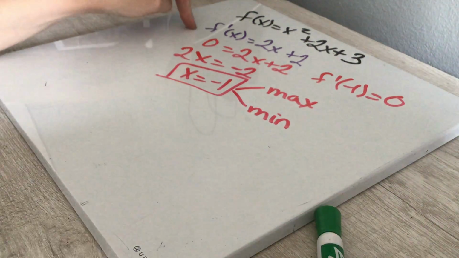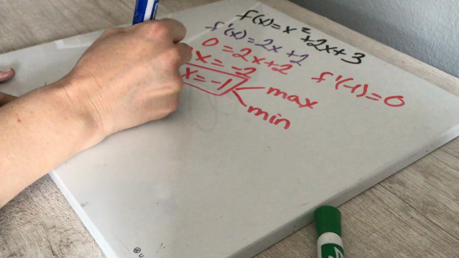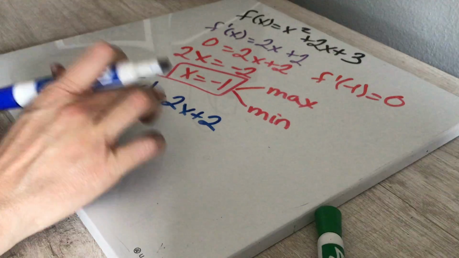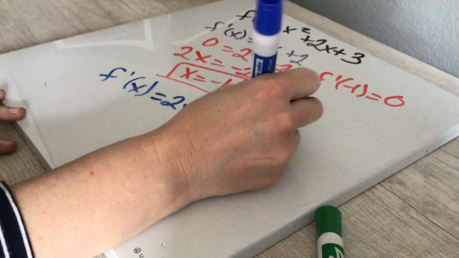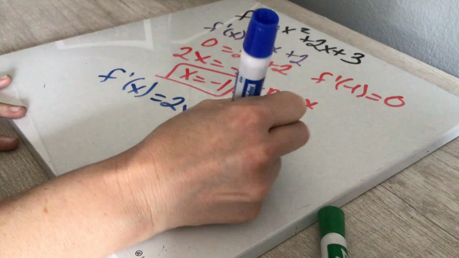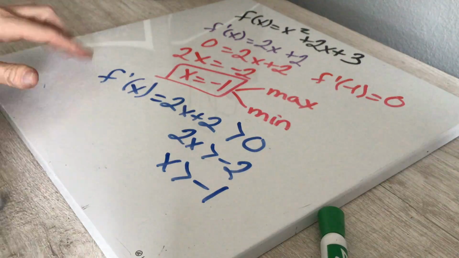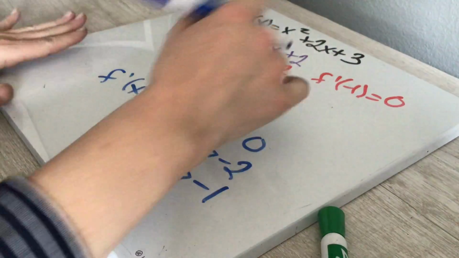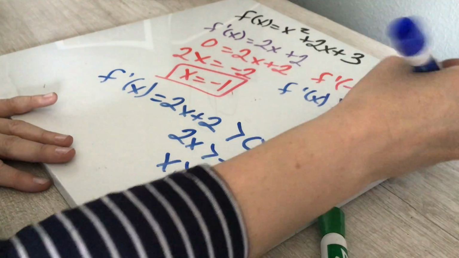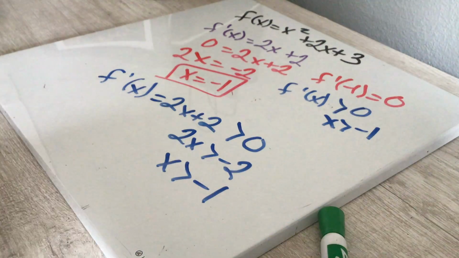So then here, we're going to decide what happens to f prime of x. So f prime of x equals 2x plus 2. When is this going to be positive? So when is this going to be greater than 0? It's going to be greater than 0 when x is greater than negative 1. So what that tells us is that f prime of x is positive to the right of negative 1. Now we need to see what happens to make f prime negative.